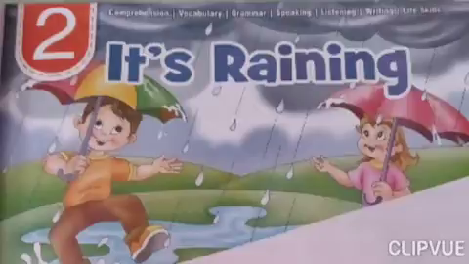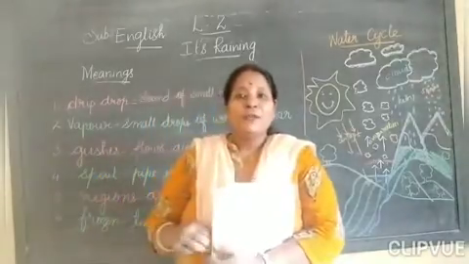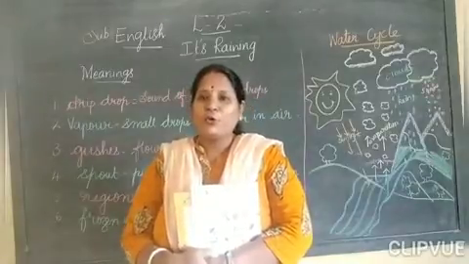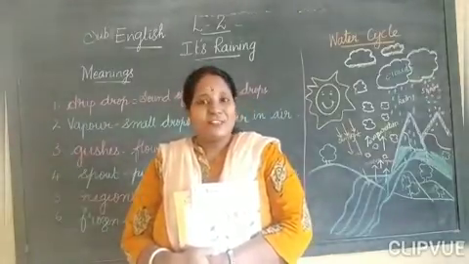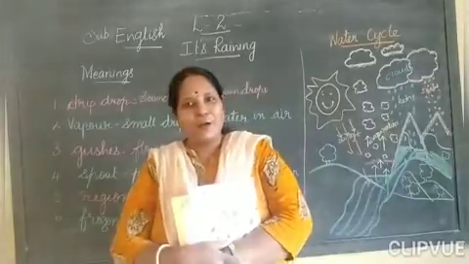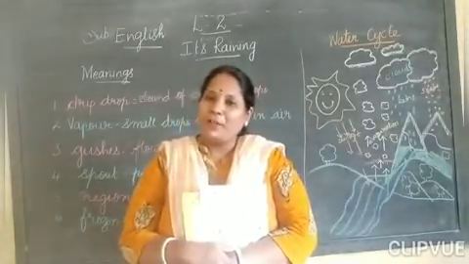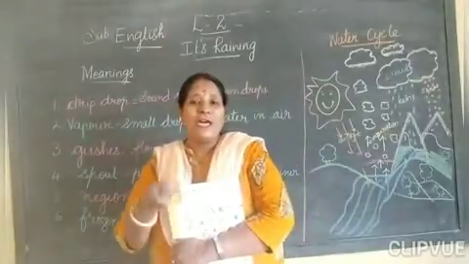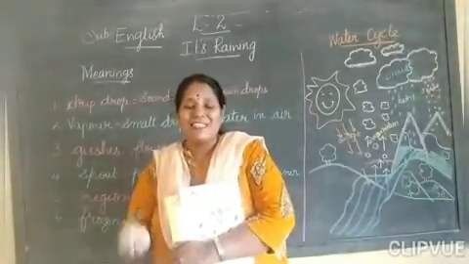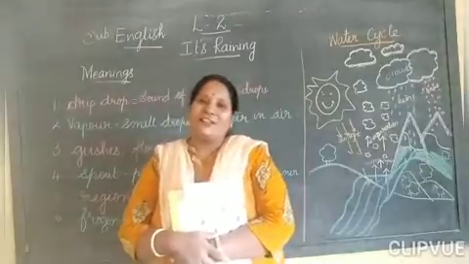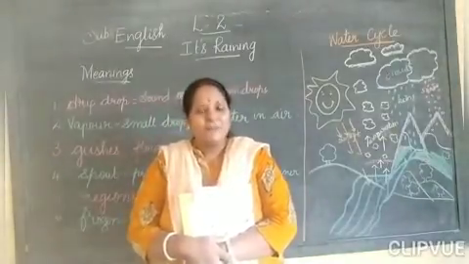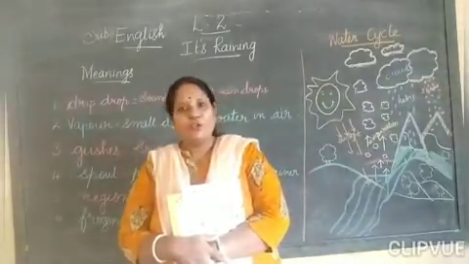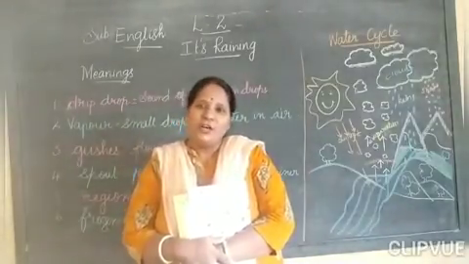It's raining. As soon as you read the heading, what do you feel? How do you feel? Or what do you think, children? It's raining means rain is coming outside. So the weather will be very cool. And you love to sit and have hot or spicy snacks in the evening when it is raining, isn't it? So how do you get rain? That is what we are going to learn now in your book.